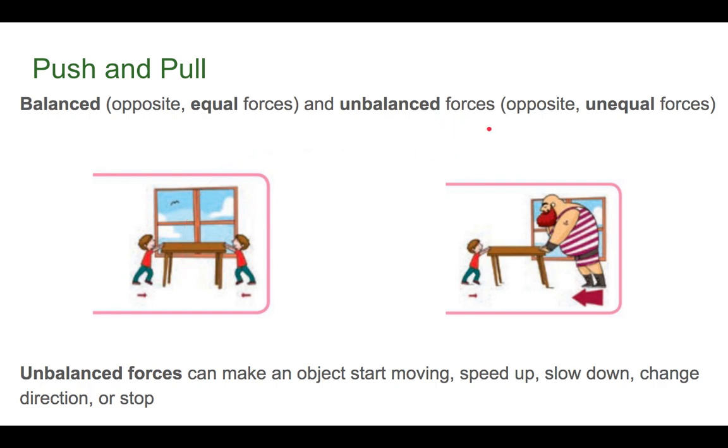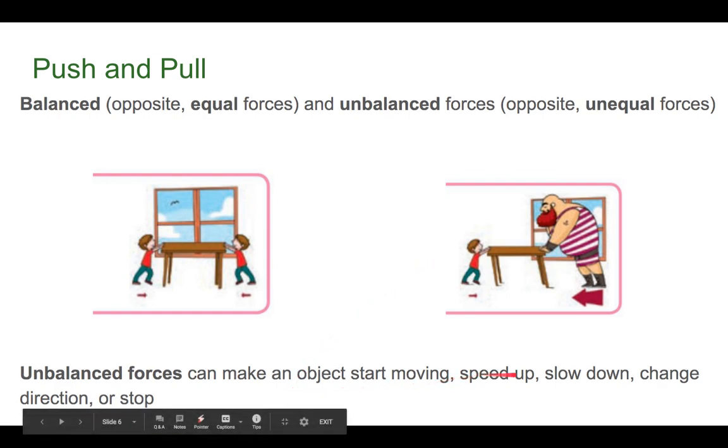Unbalanced forces are opposite unequal forces. So there's a small force and a large force. So the table will move in this direction. Unbalanced forces can make an object start moving, speed up, slow down, change direction, or even stop.